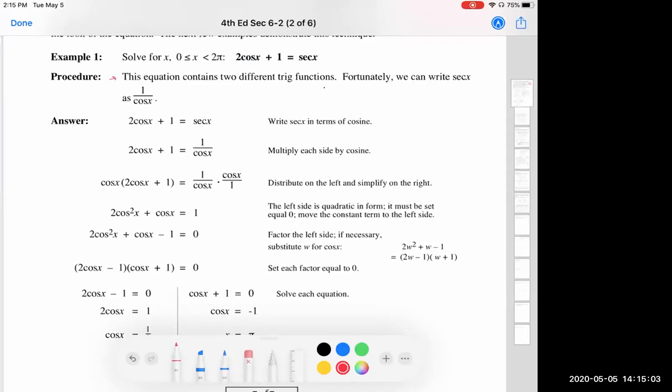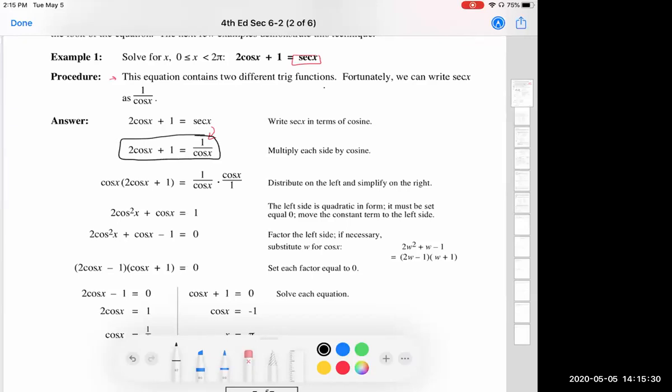So how will we go about it? Let's look at our procedure. This equation contains two different trig functions. Fortunately, we can write secant as 1 over cosine, right? Secant is a reciprocal of cosine. All right, so let's make that change. Let's write secant as 1 over cosine. Okay, now we're in good shape because everything is written in terms of cosine. That's something I can work with.